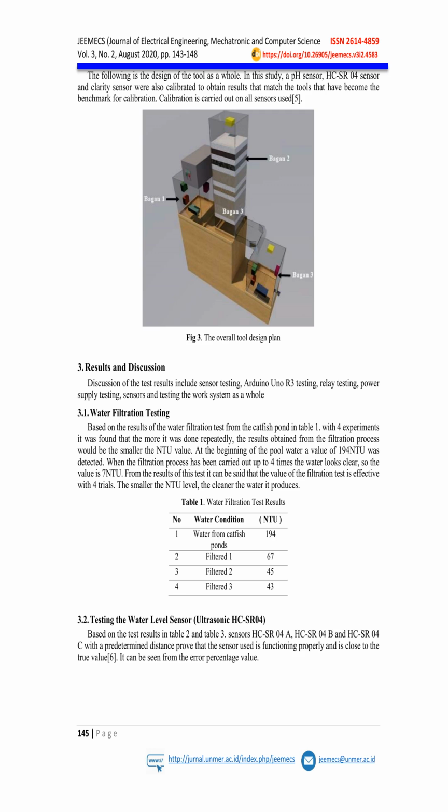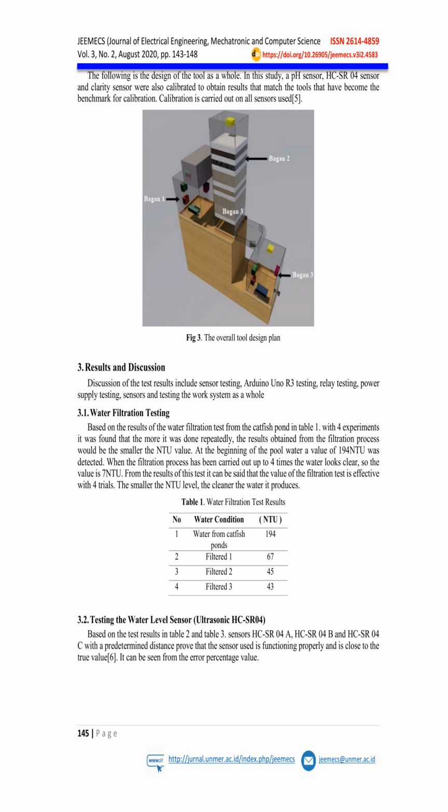3. Results and discussion. Discussion of the test results includes sensor testing, Arduino Uno R3 testing, relay testing, power supply testing, and testing the work system as a whole. 3.1. Water filtration testing. Based on the results of the water filtration test from the catfish pond in Table 1, with 4 experiments, it was found that the more it was done repeatedly, the smaller the NTU value obtained from the filtration process. At the beginning, the pool water had a value of 194 NTU. When the filtration process had been carried out 4 times, the water looked clear, with a value of 7 NTU.